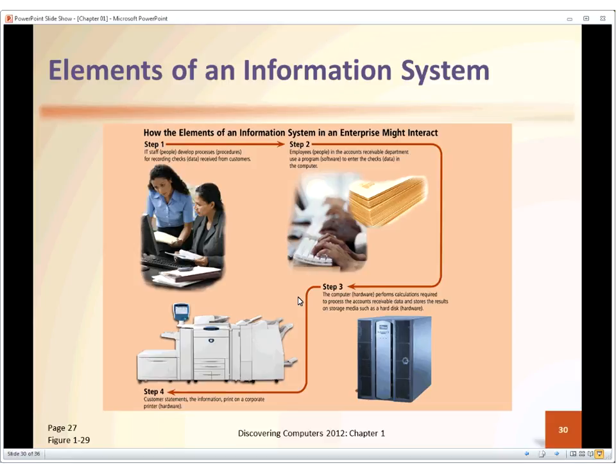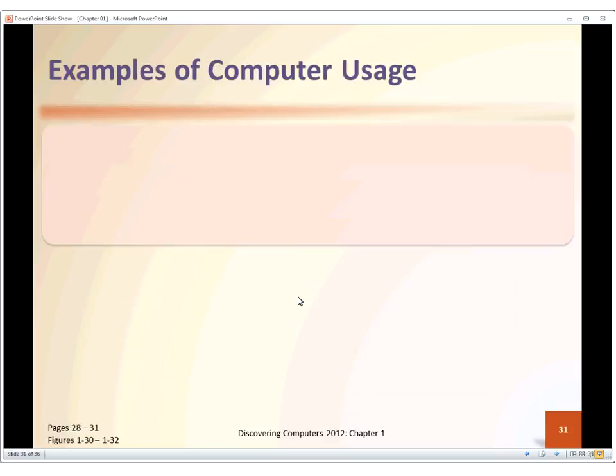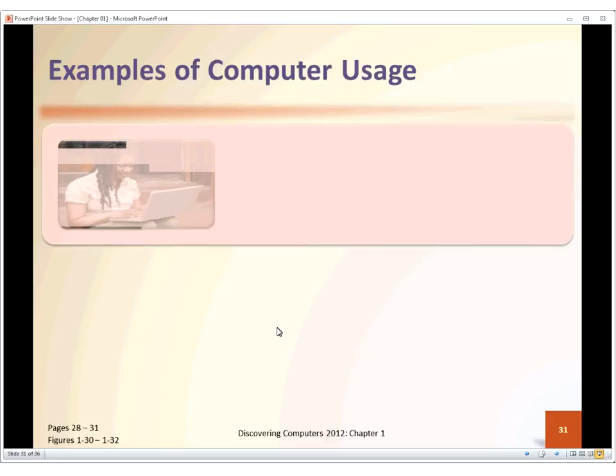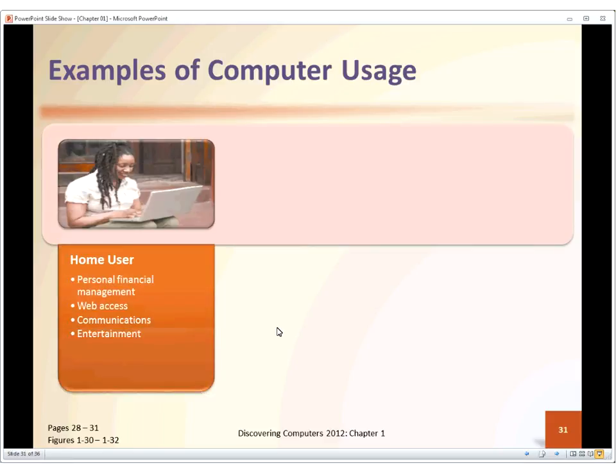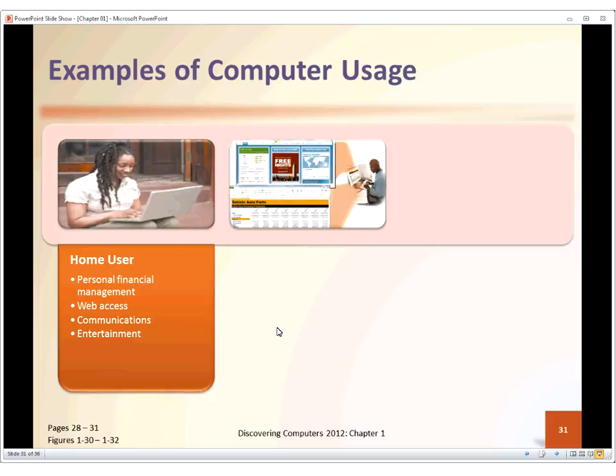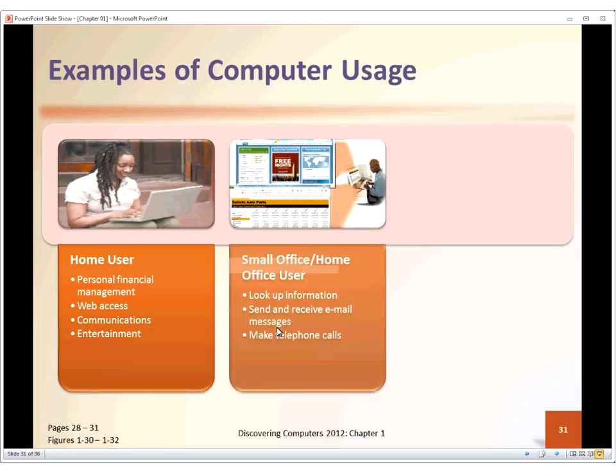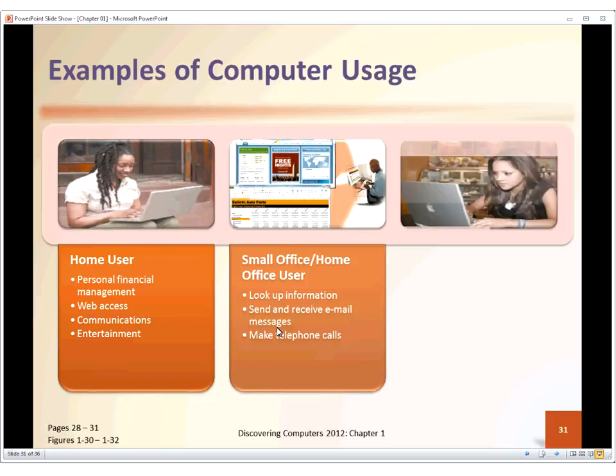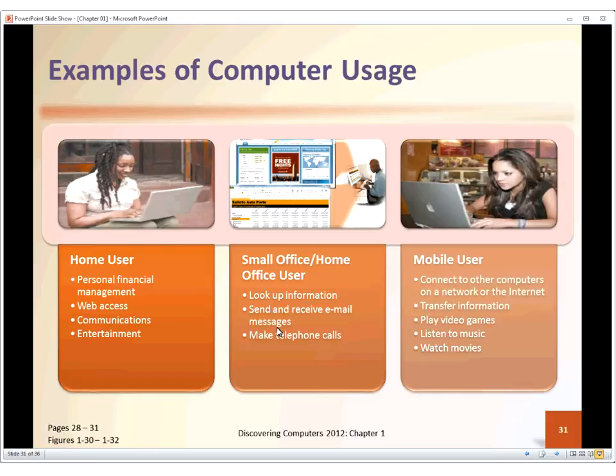Last couple things here are examples of computer users, the different types. Most of us fall into this first category. We're home users. We use the computer at home to do our personal finance, to access the web, to do our schoolwork, to communicate with one another, and also for entertainment purposes. There are other categories, though, too.